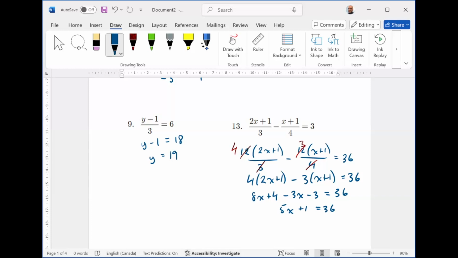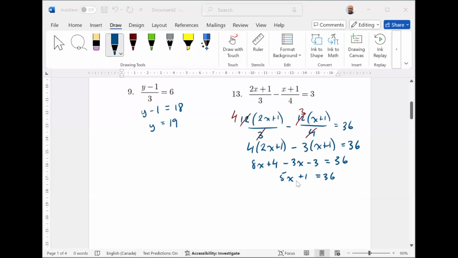And I feel like I had a colleague actually come up with these questions. I think number 13. Oh yeah, this is going to work out nicely.